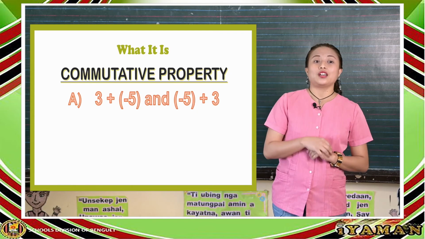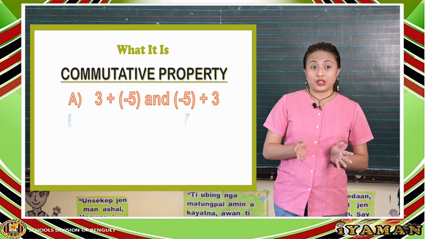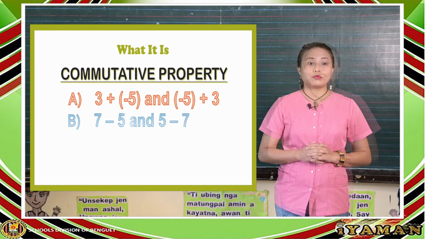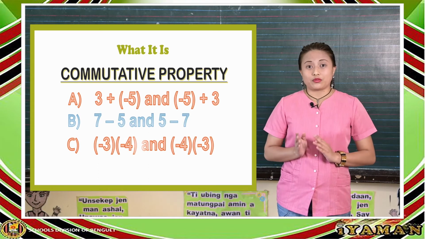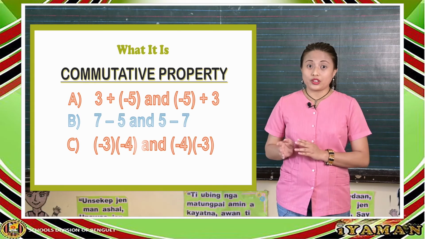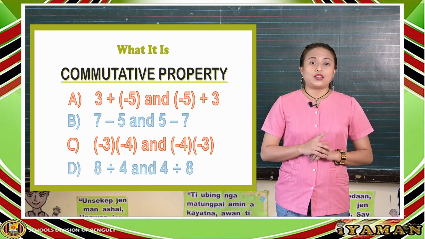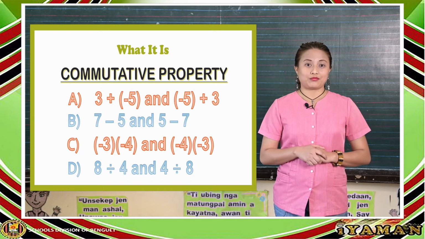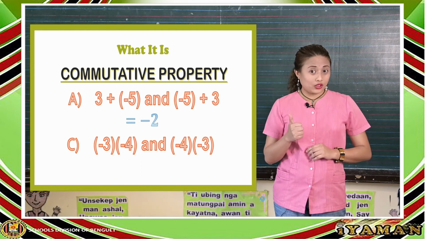Is it A, 3 plus negative 5 and negative 5 plus 3? Is it B, 7 minus 5 and 5 minus 7? Is it C, negative 3 times negative 4 and negative 4 times negative 3? Or is it D, 8 divided by 4 and 4 divided by 8? If you answered A and C, then you are correct.